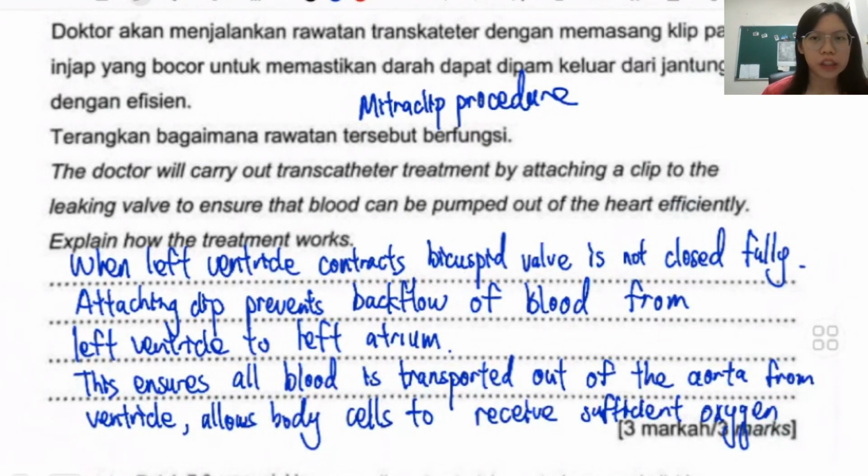When the left ventricle contracts, the bicuspid valve is not closed fully. Therefore, attaching clips will prevent backflow of blood, or you can say blood flowing back from the left ventricle to the left atrium. This would ensure all the blood will be transported out of the heart through the aorta. You can be specific if you want to: out of the heart through the aorta from the ventricle. This allows body cells to receive sufficient oxygen.